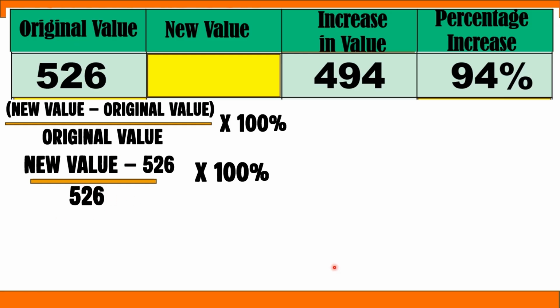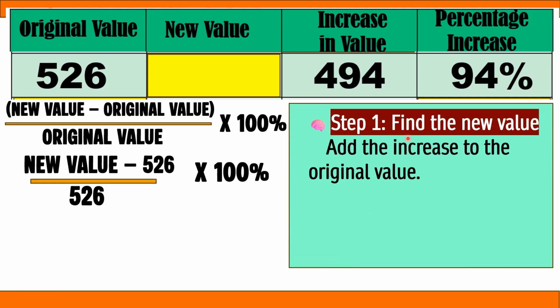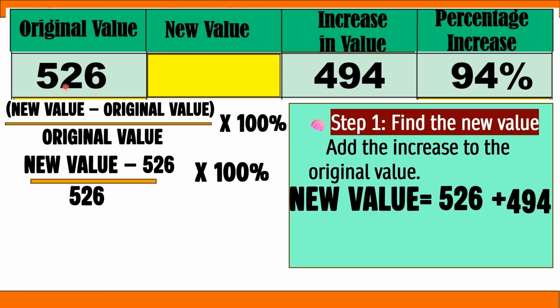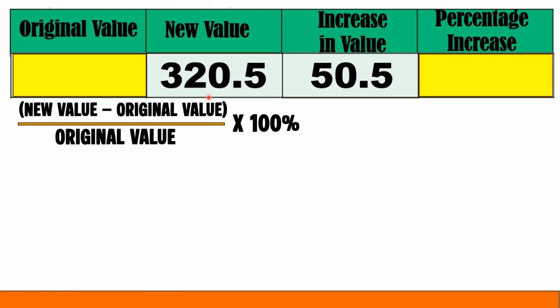We're going to use an alternative solution. To find the new value, we're going to add the increase to the original value. We're going to add 526 plus 494. And the answer is 1020. Our new value is 1020.